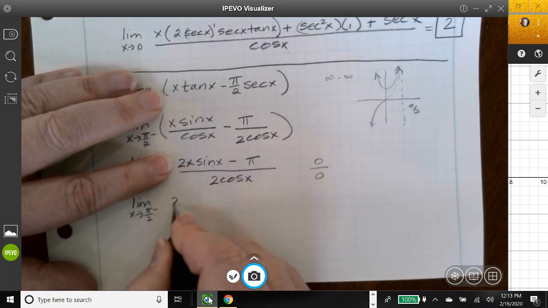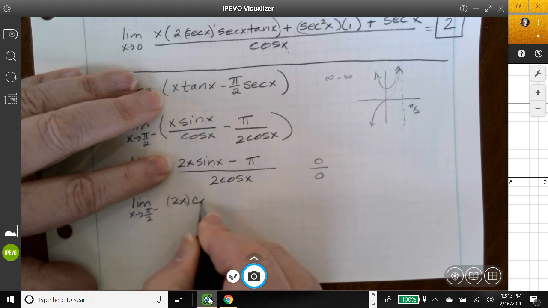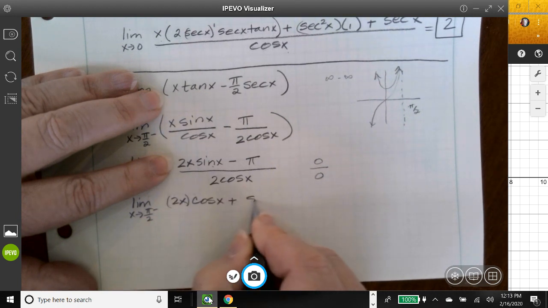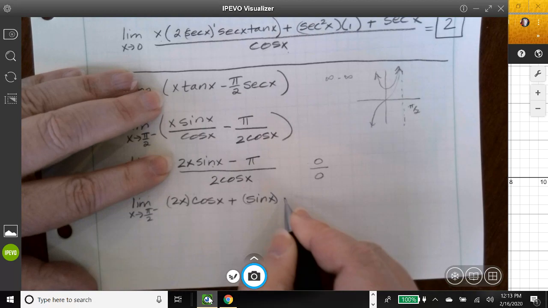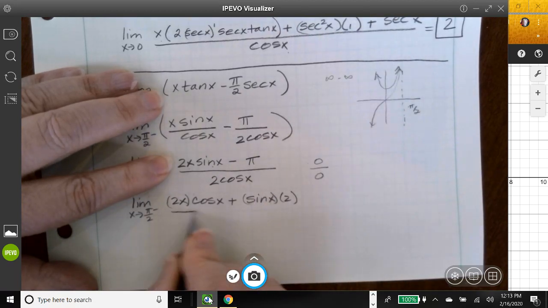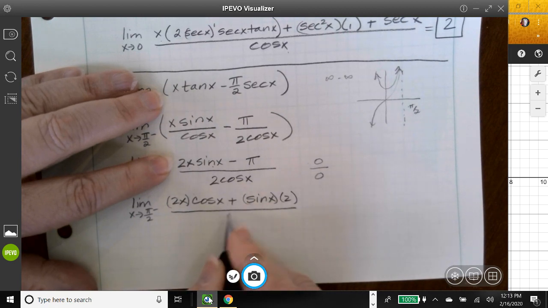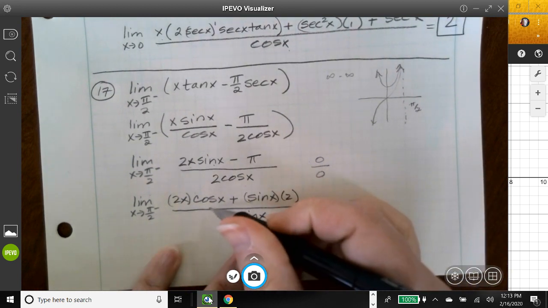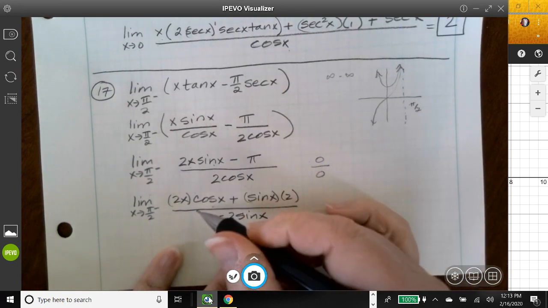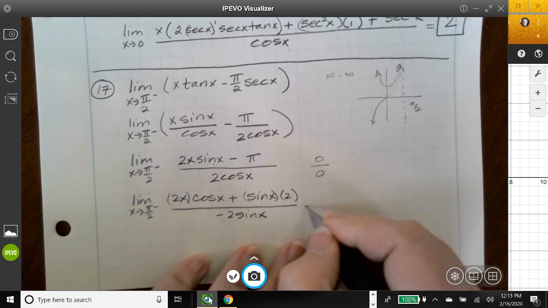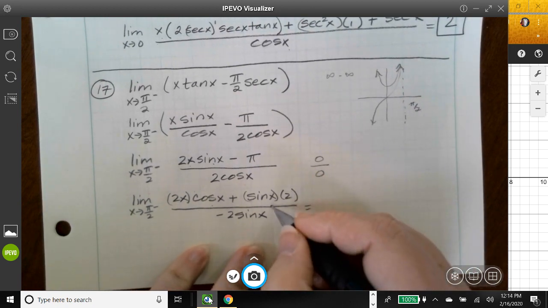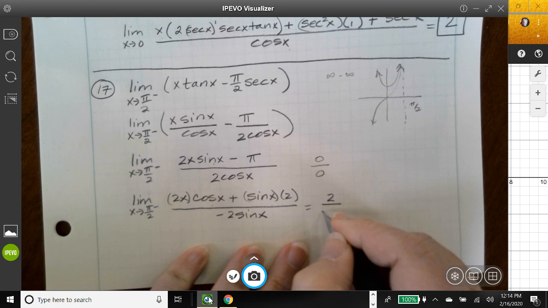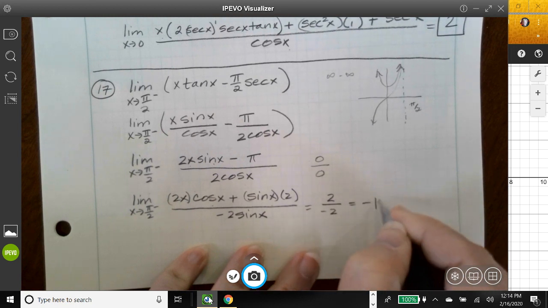It's first, which is 2x, d second, which is cosine x, plus second, which is sine x, d first, which is 2. The derivative of pi, hallelujah, is 0, over the derivative of 2 cosine x, which is negative 2 sine x. And then what happens when I plug in pi over 2? Well, the cosine of pi over 2 is miraculously 0, and we get sine of pi over 2, which is 1. So this is 2 over negative 2, which is negative 1.